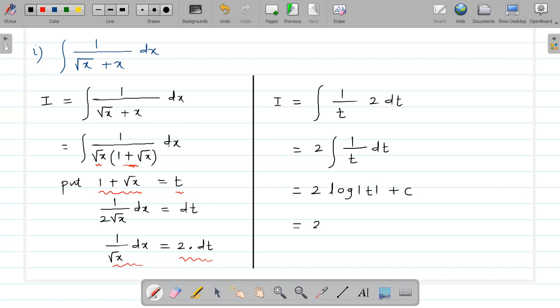So hence by resubstituting we get the final answer, that is 2 times log of 1 plus root x plus constant. So here in this type number 2 we need some adjustment in the given function, so that one part of the function is f of x and the other part is f dash x. And if it is possible for you to do the adjustment like this, then it is very easy to integrate by using the substitution method. So this is the answer of this integration.